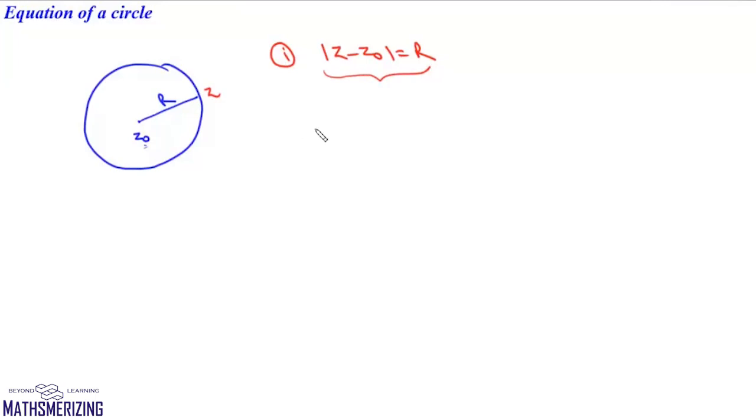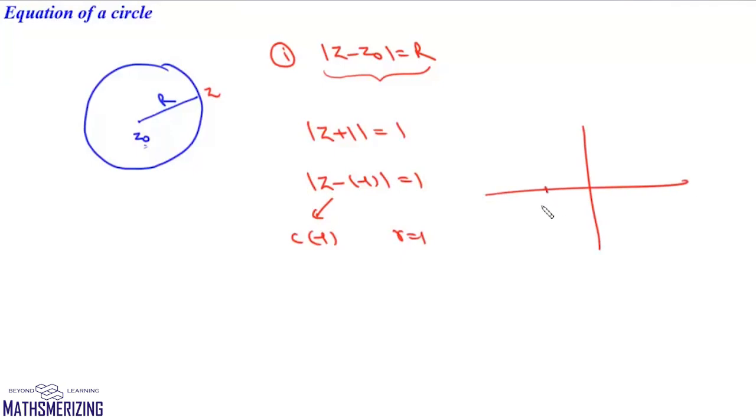Now say for example, suppose we have to plot this circle which is mod of z plus 1 equal to 1. Now we can write this as mod of z minus (minus 1) equal to 1. So it will represent a circle whose center is at minus 1 and whose radius is 1 unit. So it will be this circle with center at minus 1 and radius 1 unit.